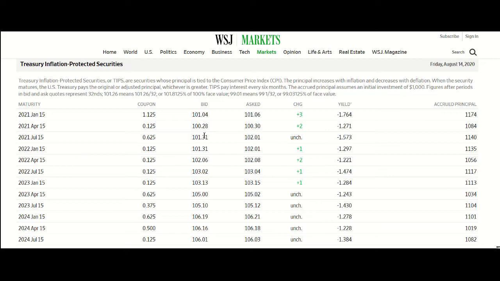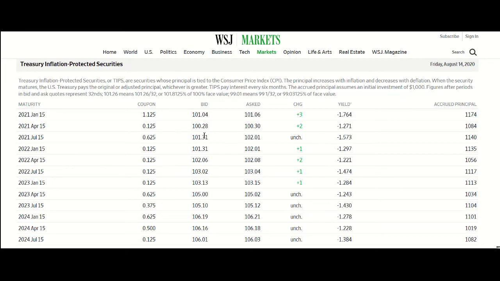Now the yields, see the yields are negative and they remain negative. Even the longer term ones are negative because real rates for most Treasury securities at this moment are negative. Also, the other thing to look at now, look at that accrued principal. That's the accreted or accrued principal that's been adjusted for inflation.